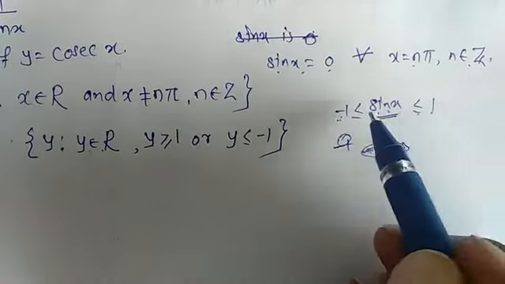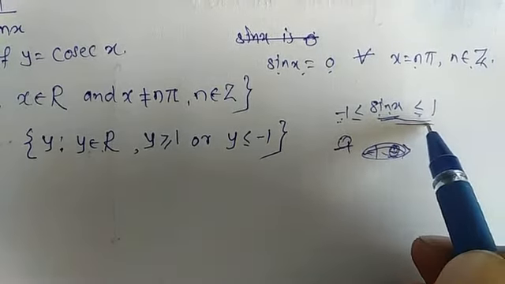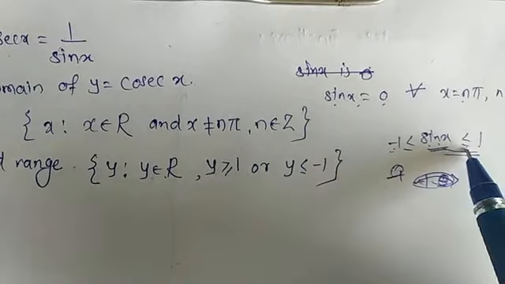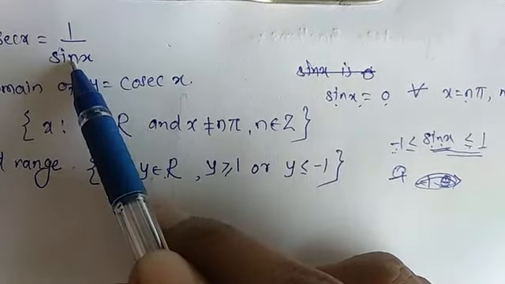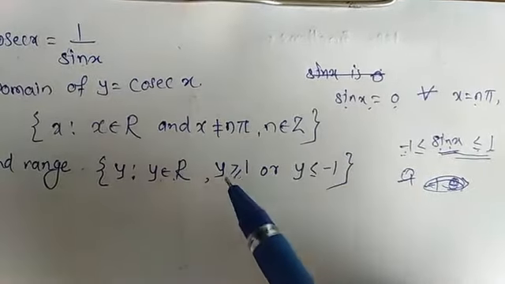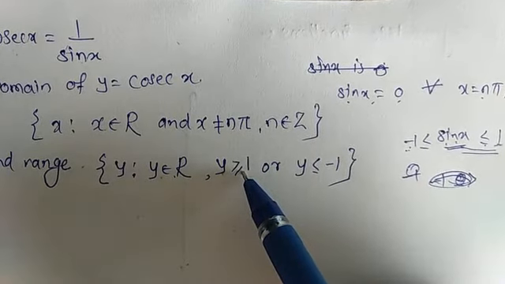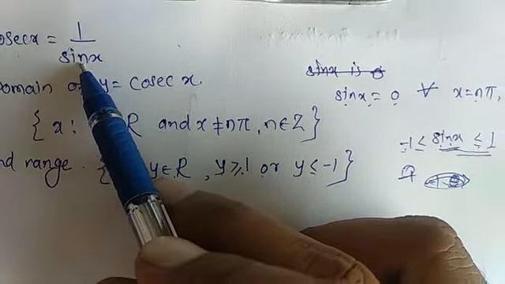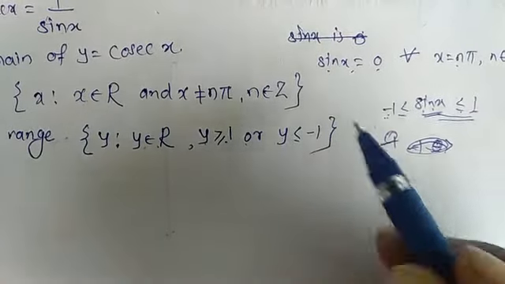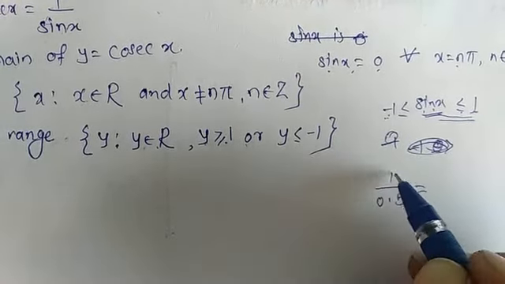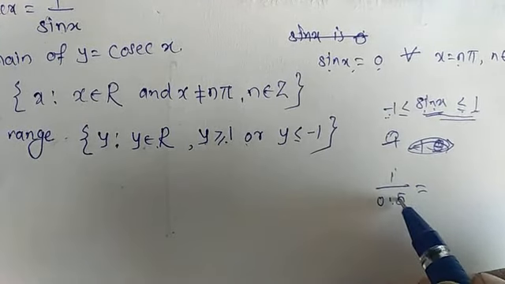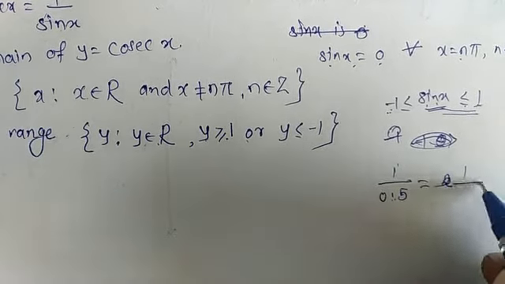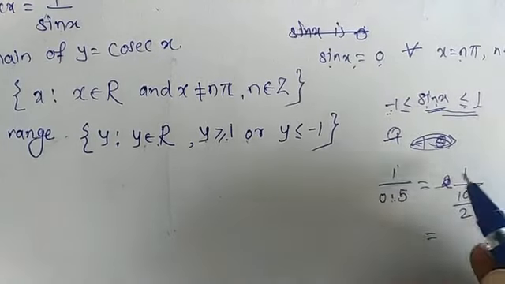When sin x is positive, our cosec value will be positive, and the largest positive value of sin x is 1. So when we put sin x equal to 1, cosec x is also 1. So y should be greater than or equal to 1. Now if sin x is less than 1, say sin x is 0.5, then 1 upon 0.5 will be 2.